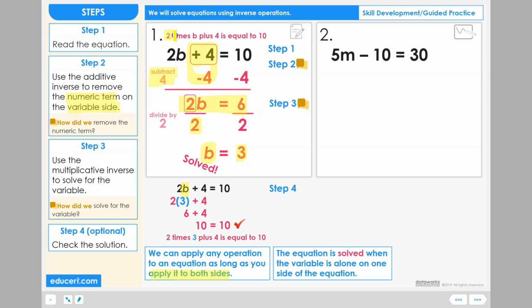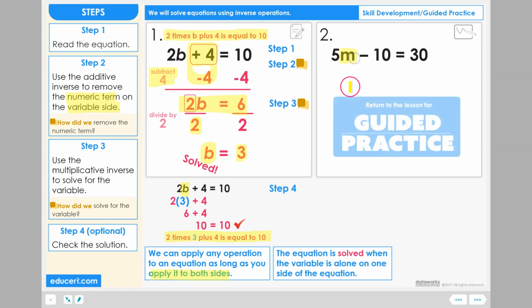And we could even take this first statement we said earlier and read it with the 3 instead of the variable. 2 times 3, which equals 6, plus 4 is equal to 10, and that's a correct statement as well. You are now ready to solve the equation using the two inverse operations to get the variable m alone on one side.